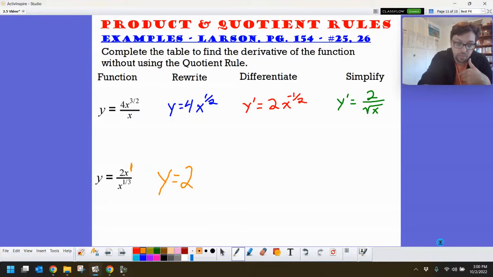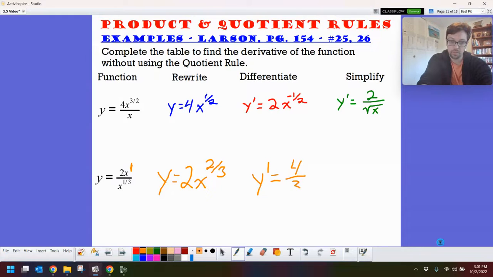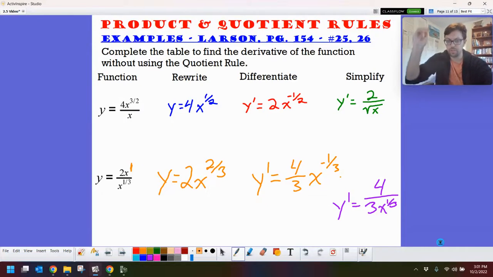This is a 2 x to the, let's see, 1 minus a third, that's going to be 2/3. And then I can just use power rule on this thing. So y prime is going to be 4/3 x. And I got to subtract 1 from that, so that's going to be negative 1/3. So then this final answer, our simplified version, is y prime equals 4/3 x to the 1/3. You could make that a cubed root too if you wanted, but doing the power rule is way simpler than having to do the quotient rule on that.